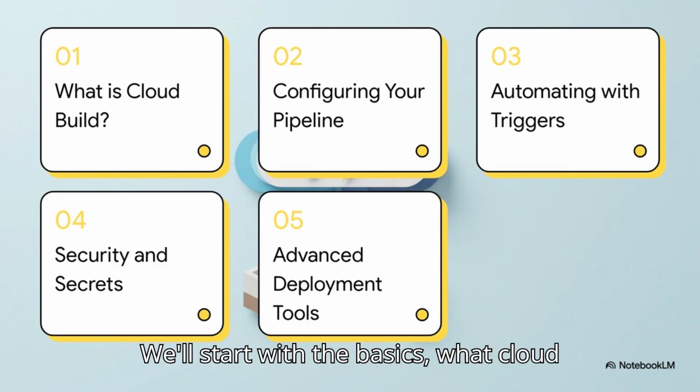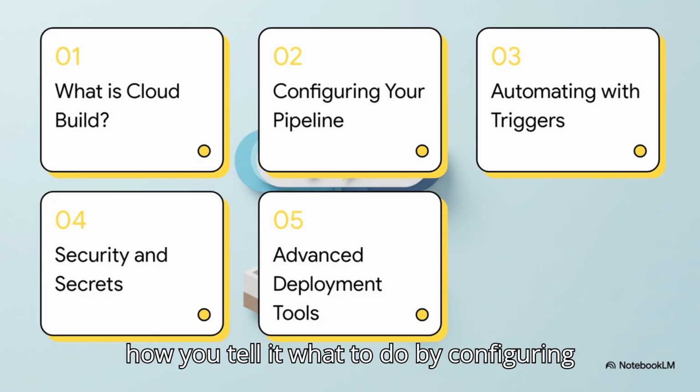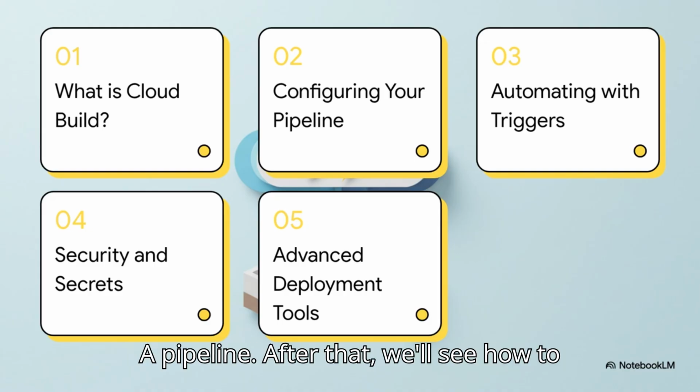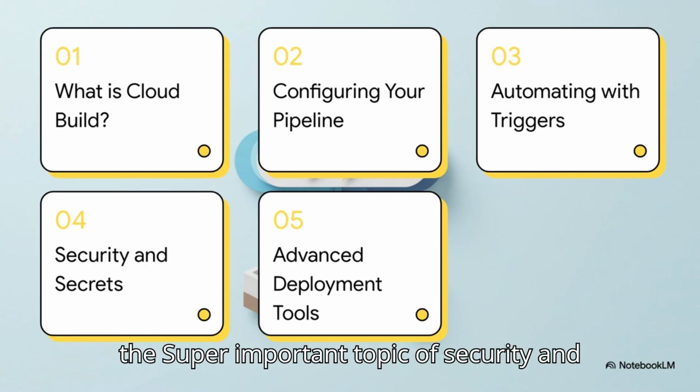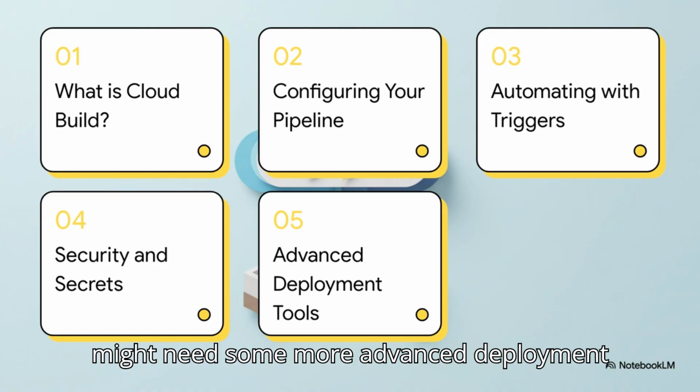So here's our game plan. We'll start with the basics, what Cloud Build actually is. Then we'll get into how you tell it what to do by configuring a pipeline. After that, we'll see how to make it all automatic with triggers, tackle the super important topic of security and secrets, and finally, look at when you might need some more advanced deployment tools.